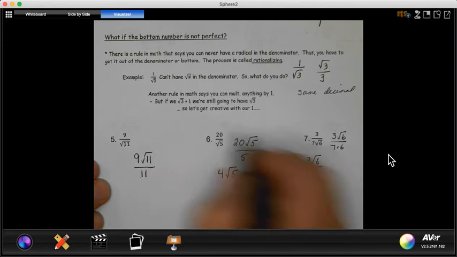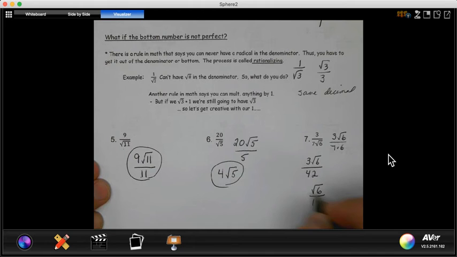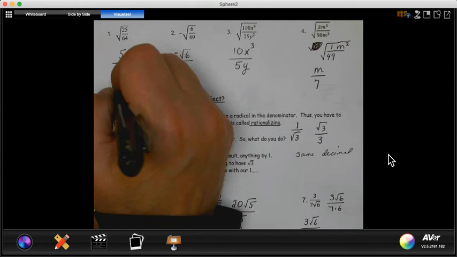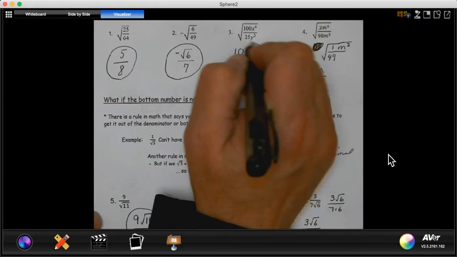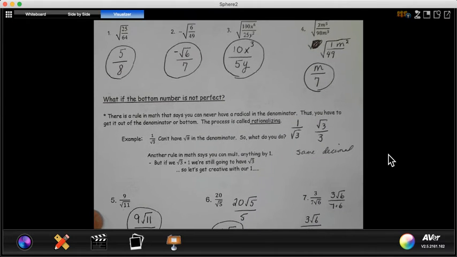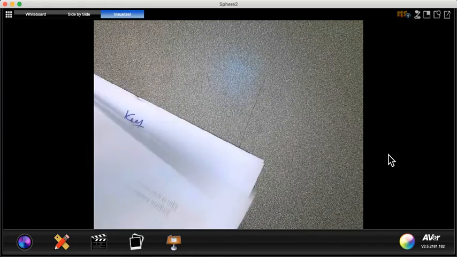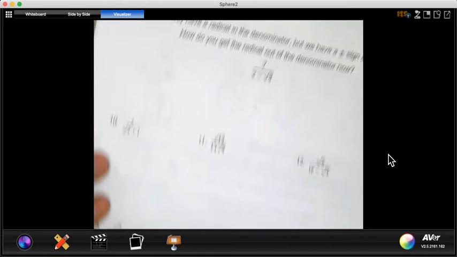And now it's done. So let me circle my answers so you guys can find them in the video. Sorry, I did over here, 5/8, negative 6/7, 10x cubed over 5y, and m over 7. All right, page 2. This is going kind of quick. So we'll see how this page goes.